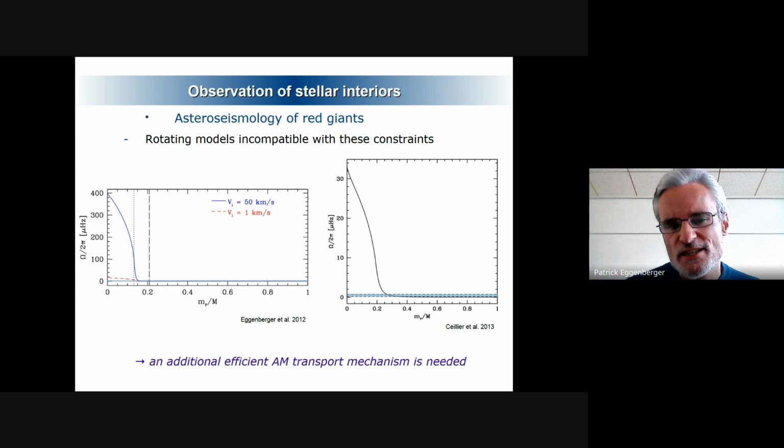This is a very important point because we see that for these red giants, we also need an additional efficient transport of angular momentum, which is similar to what we have seen in the case of the Sun. So once again, models with rotation only are not correctly reproducing the internal rotation of the Sun, but also of red giants, sorry.